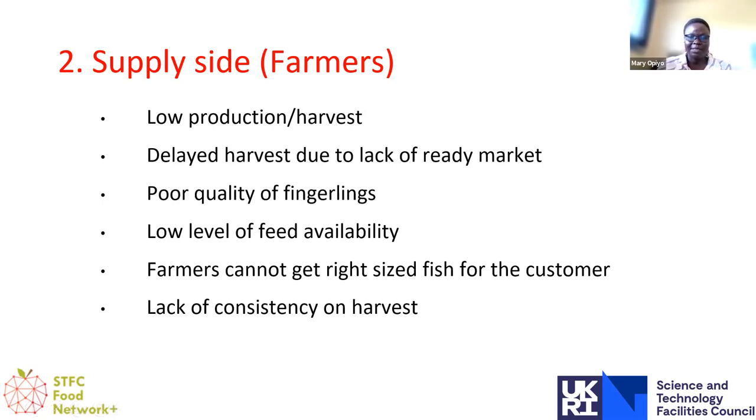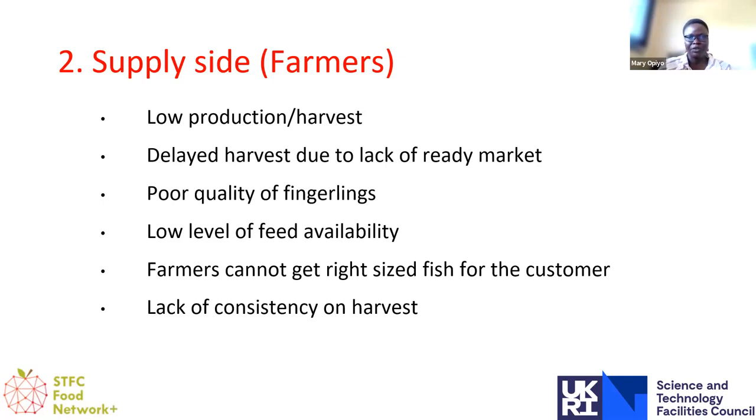So the consumers, there is a certain size of fish that they prefer, which the farmers do not know. So you'll find a farmer growing fish up to 500 grams, while the consumers only require like 250 or 300 grams average individual size. And also there is a lack of consistency on the harvest. Like they will harvest fish today and tomorrow there is no fish.